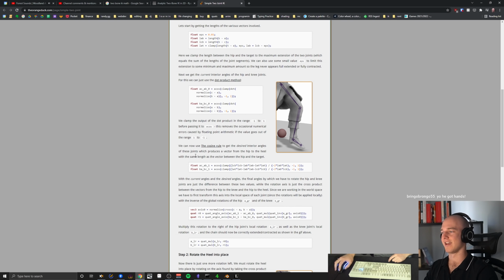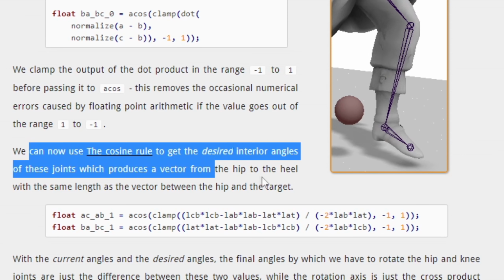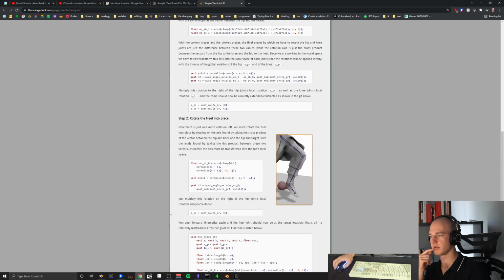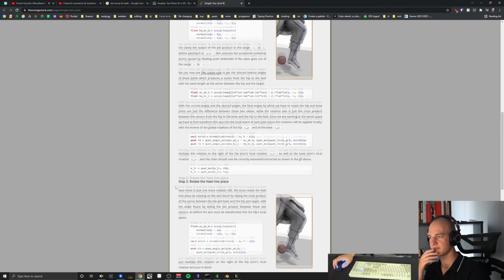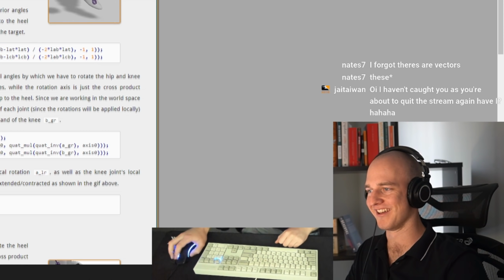I recognize the name. Cosine rule to get the desired interior angles of these joints, which produce a vector from the hip to the heel, the same length as the vector between the hip and target. See, I would like a pole target, but baby steps, baby steps. Yoink. That should compile. All right, moving on.